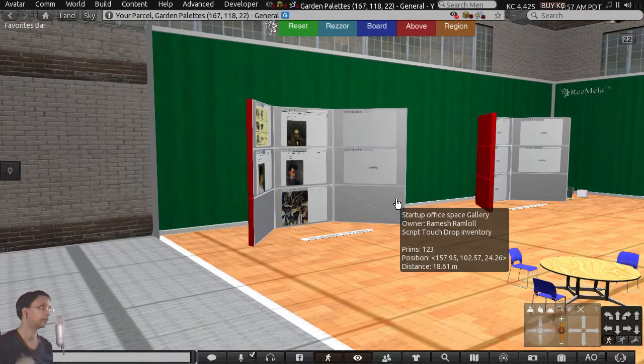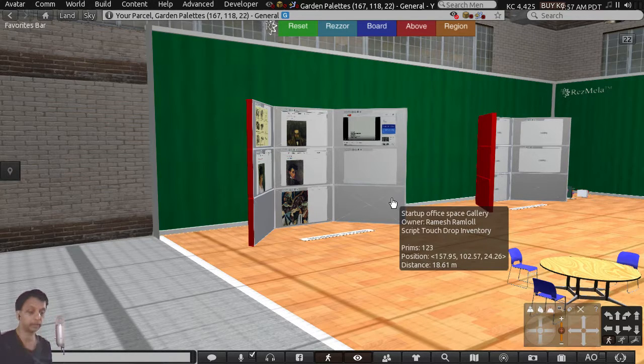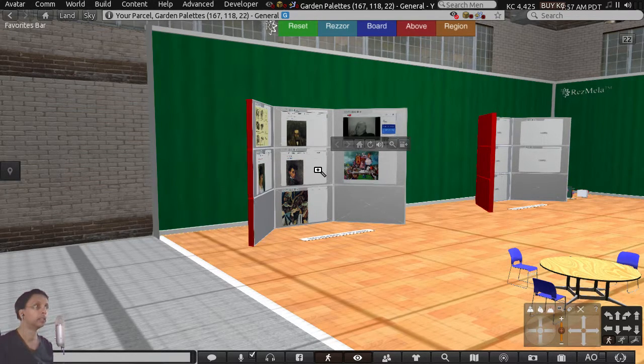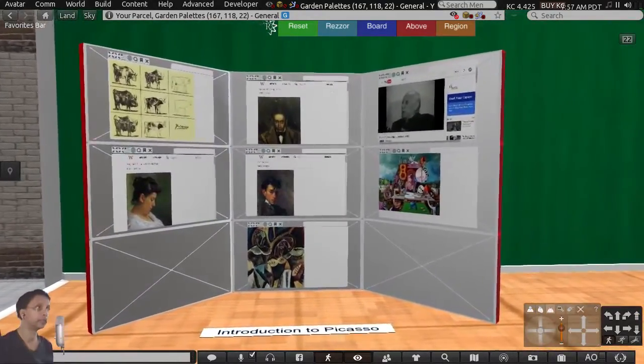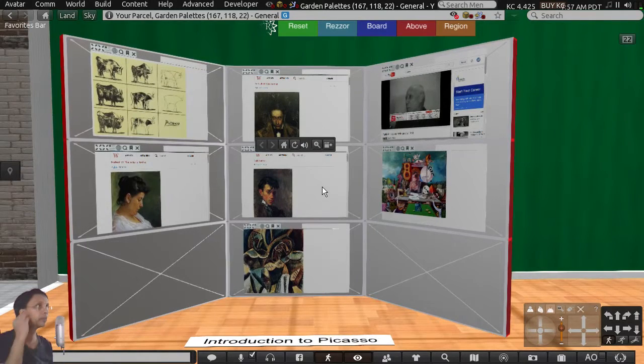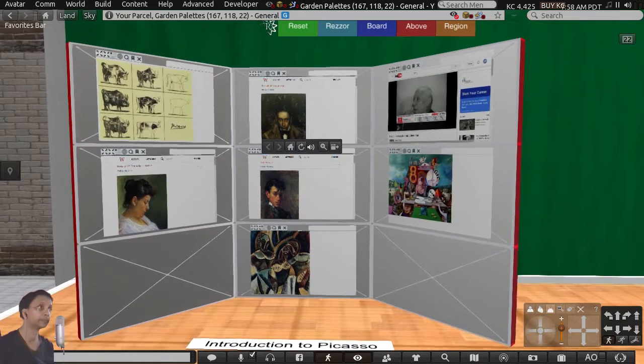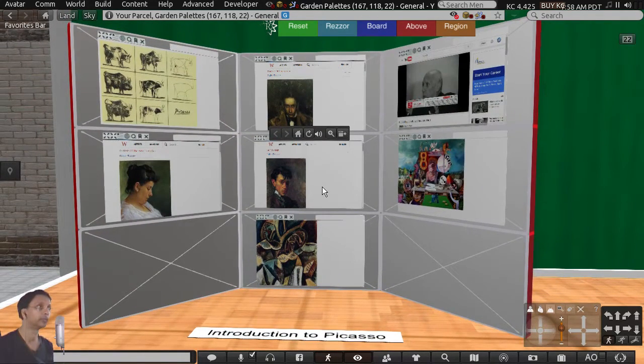Give an example of how we can actually use the art gallery template that I just loaded. So you can see that I am loading a few pictures and videos about Pablo Picasso, and I'm going to just talk a little bit about the artist, and this will also serve as an example of how we can use this virtual environment as a presentation tool.